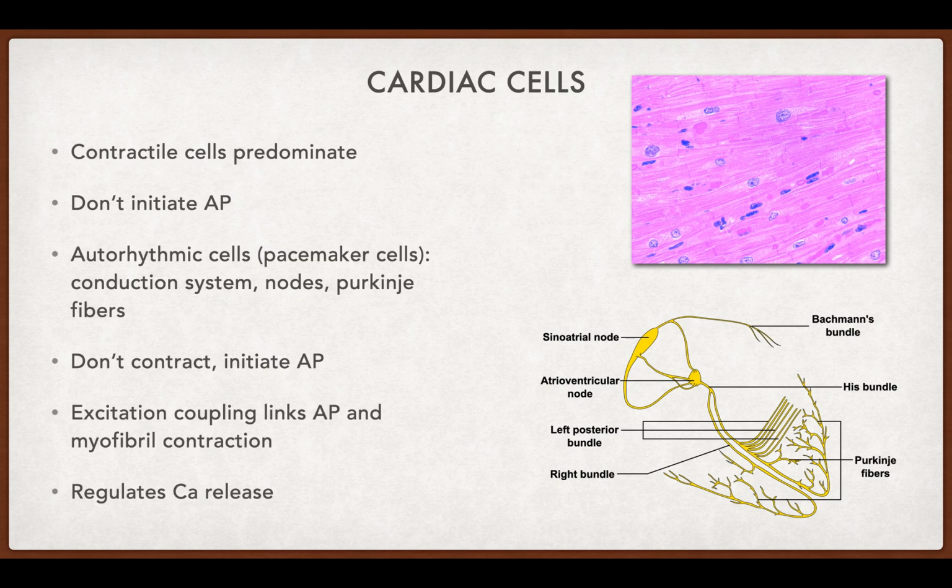So there's two different cells in the heart. They're cardiac cells, and those are, of course, the predominant cell. And they don't initiate the action potential. They will receive the action potential, and they will act on the action potential, but they don't initiate it. That is the job of the pacemaker cells. And the pacemaker cells are the entire conduction system. So those don't contract, however, they initiate the action potential. And the excitation coupling links the action potential and the myofibril contraction using those gap junctions. And this is a form to regulate calcium release.